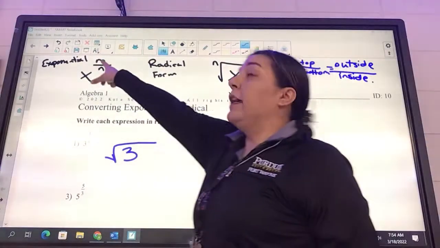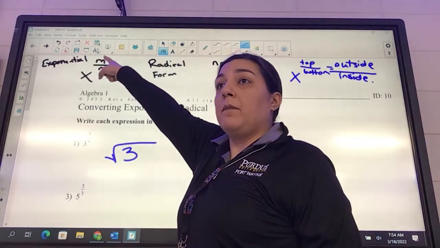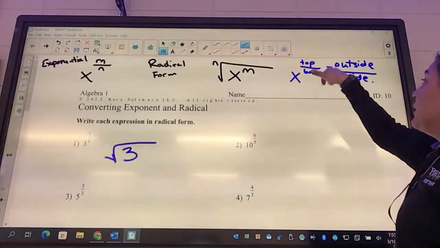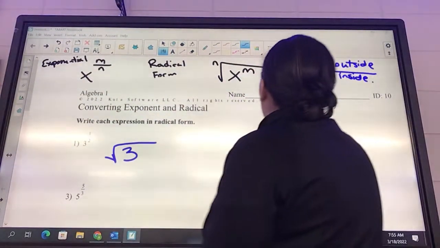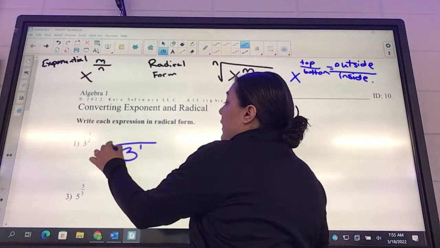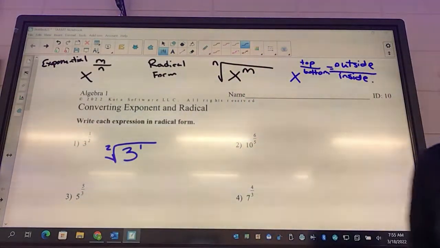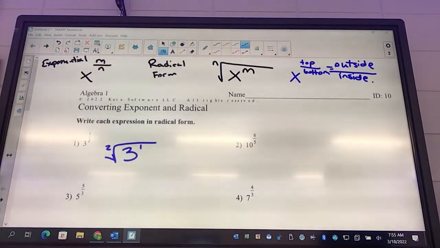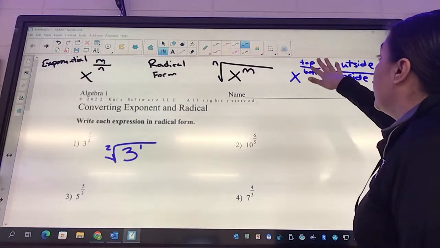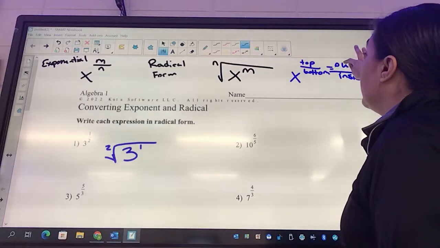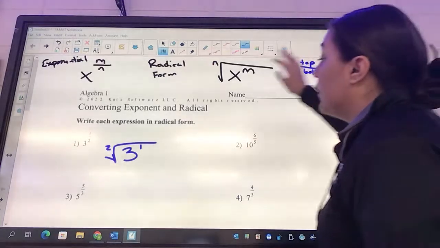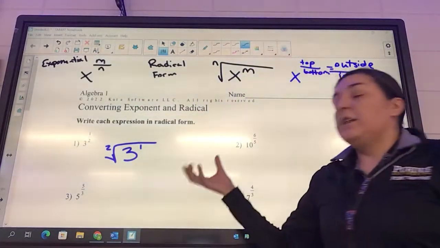Now, see this m? What's our m? A 1. And this says that the m goes on the inside. And I think I wrote my notes, it goes on the inside, and there's a 2 on the outside. Did I write this backwards? That's what I did. Top over bottom. Outside. Hold on.